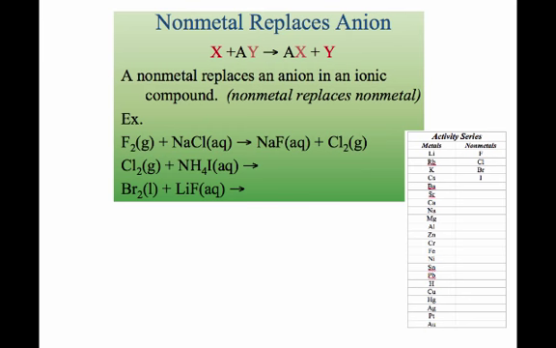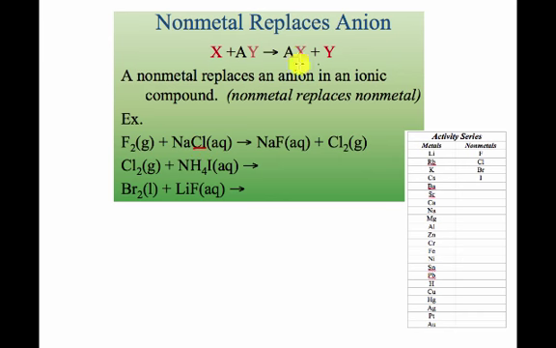The other type is nonmetals replacing anions. In this case, nonmetals replacing nonmetals. Notice that I have two activity series, one for metals and one for nonmetals. All right, so if I'm going to look at a reaction of fluorine, again, I have a single substance here, single substance, fluorine reacting with an ionic compound, is going to attempt to replace the nonmetal. And in this case, it would be chlorine.